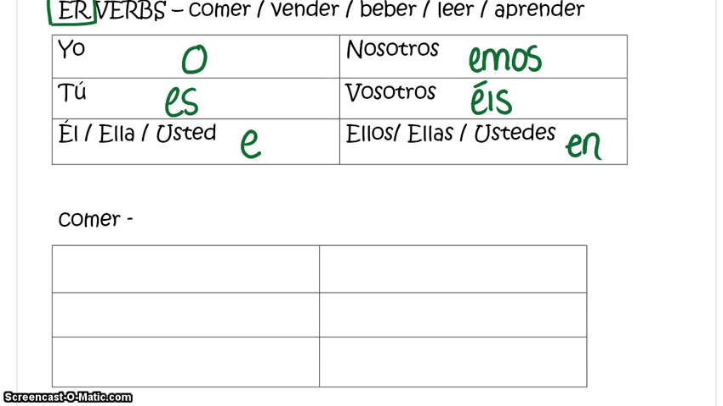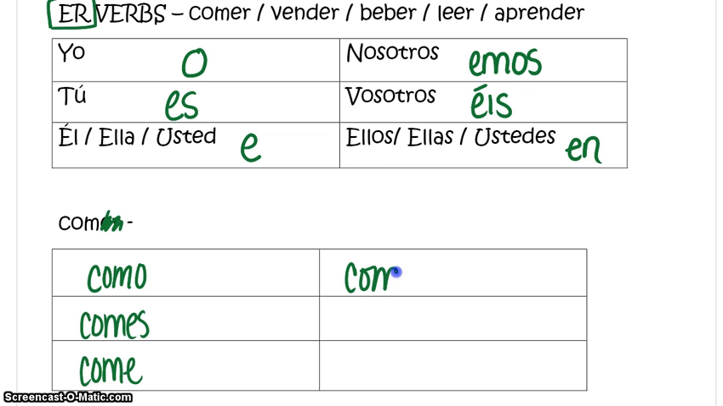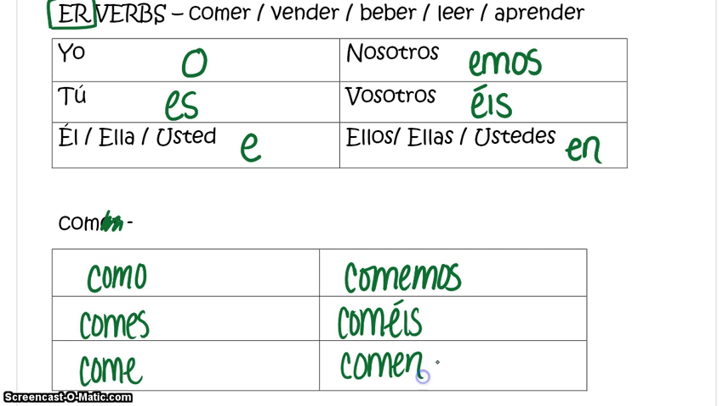So let's practice with the verb comer. Our first step is to take off the ER from our verb, and then we're going to add the endings that we just learned above. So the verb comer in the yo form, meaning I eat, is como. The tú form, you eat, comes. The él, ella, usted form, he or she eats, come. The nosotros form, we eat, comemos. You all eat, coméis. And they eat or you all eat is comen.